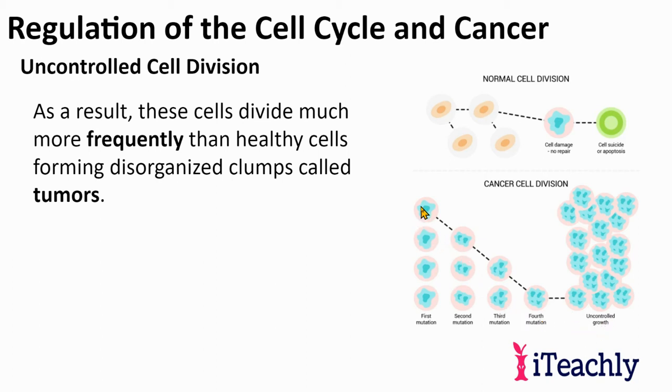So it can be from one mutation, it can be from two mutations. It doesn't have to be from four mutations. This is just an example. But then you have this uncontrolled cell growth. Now it's not going to listen to any of the checkpoints or cues it's going to get from the cell cycle.